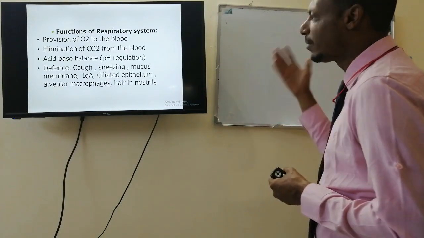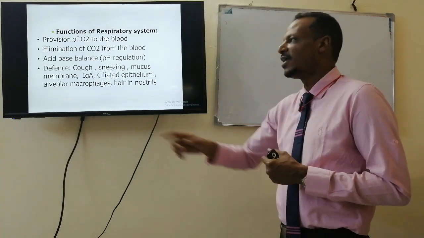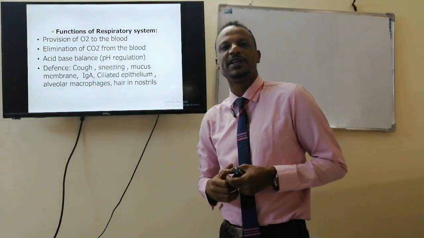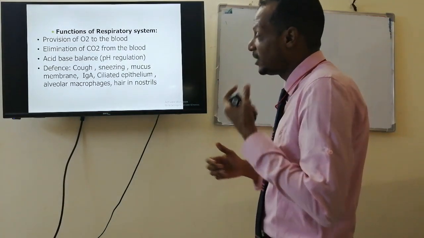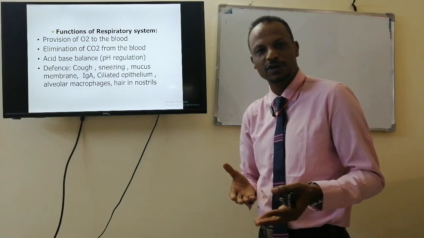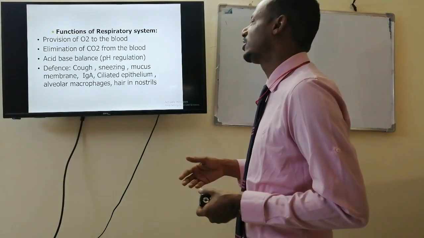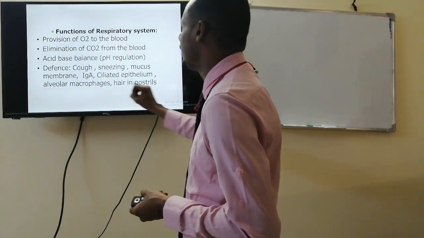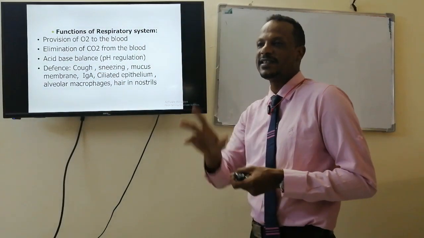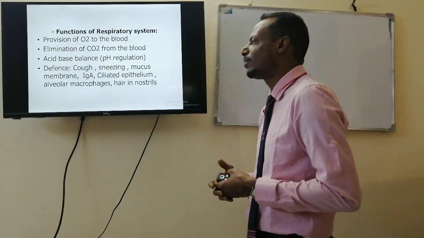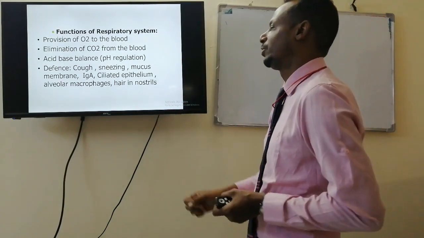You know well there are many types of immunoglobulins. The immunoglobulin A or antibody A is called the secretory immunoglobulin, which is found mainly in the mucous membranes of the respiratory system, the gastrointestinal tract, and the urogenital tract. Also, the epithelium of the respiratory system is a ciliated epithelium, and these cilia are very important in moving up foreign bodies and particles to be coughed out.